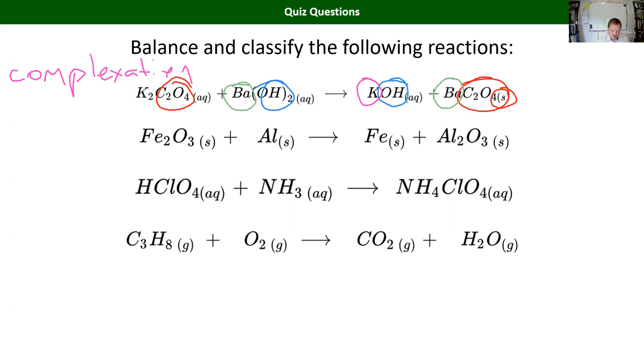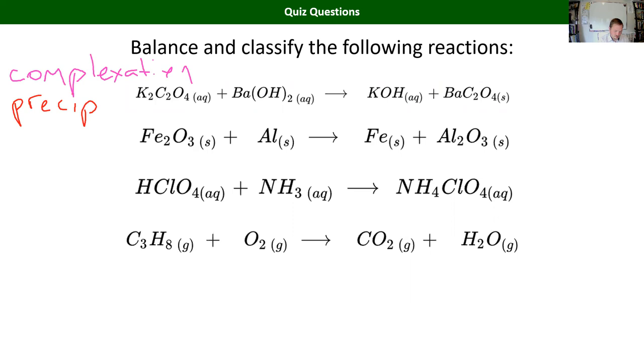More specifically, if we wanted to apply some of those other terms to it, this would be a precipitation. A lot of times, we refer to the solid that we make as the precipitate, or just PPT for short. So we could refer to this barium oxalate compound that we were making as the precipitate.